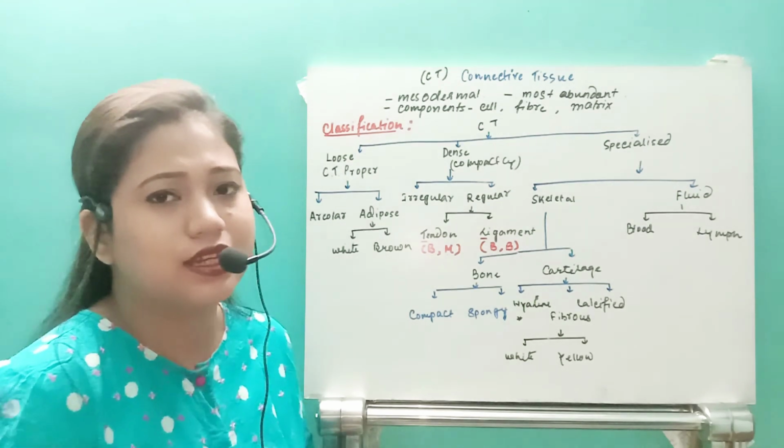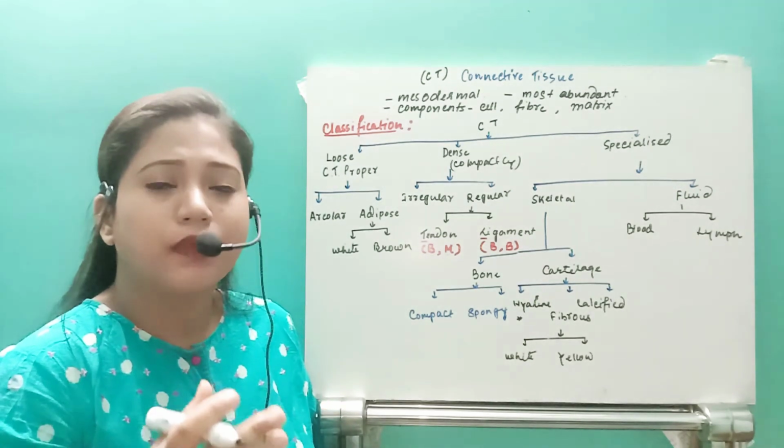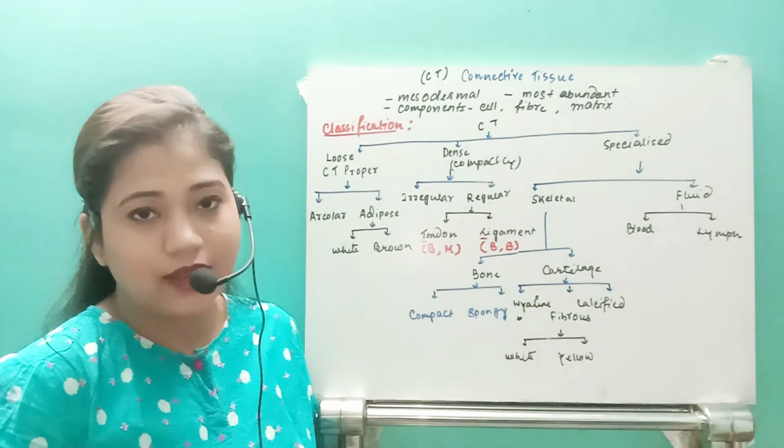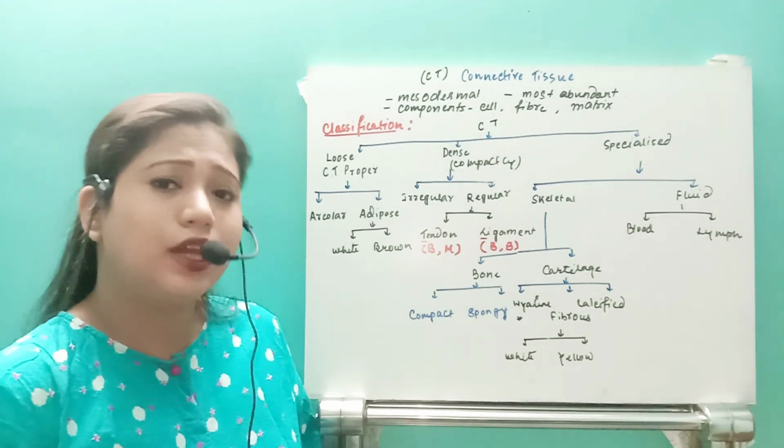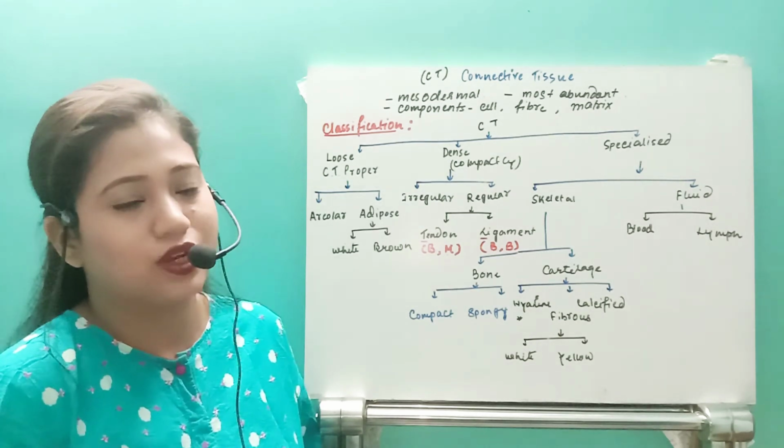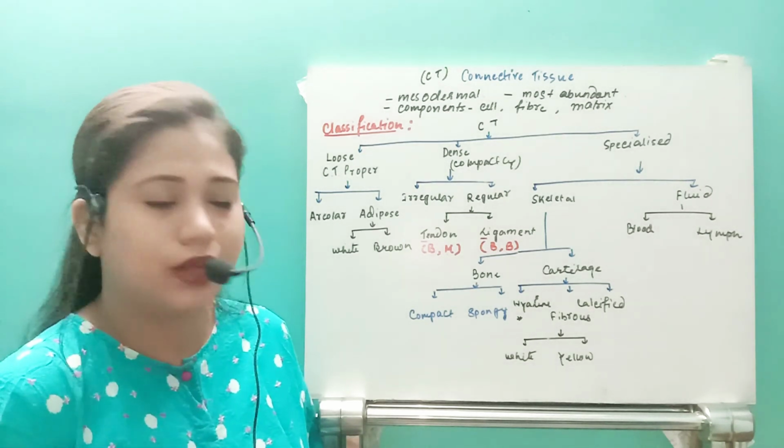Blood, where we can see the cells. Cells are of three types: the RBCs, WBCs and platelets. And the liquid component of the blood is known as plasma. So that part we will come to later.